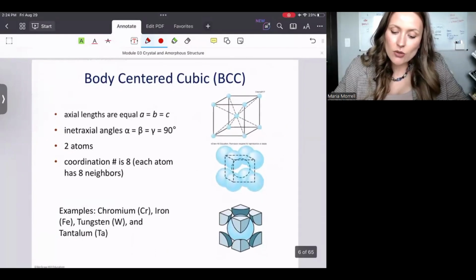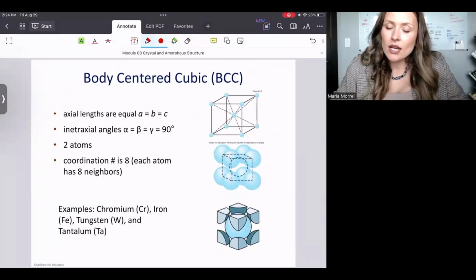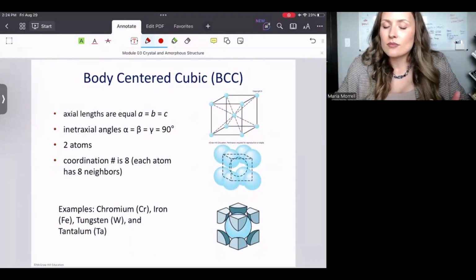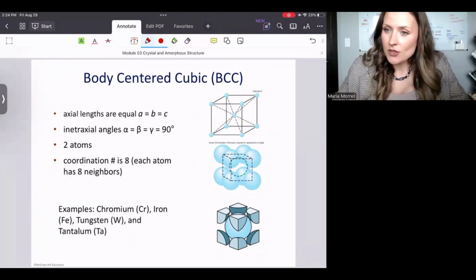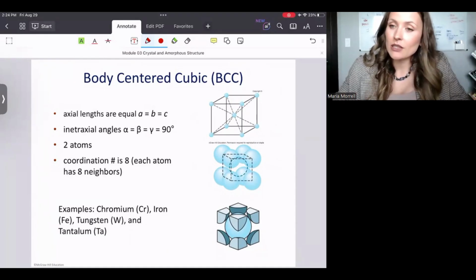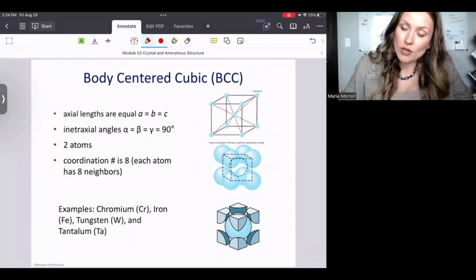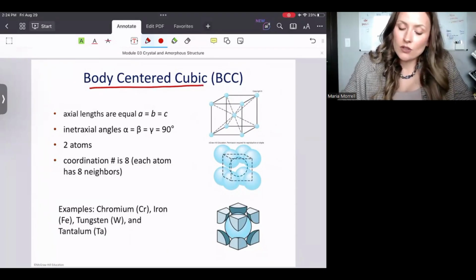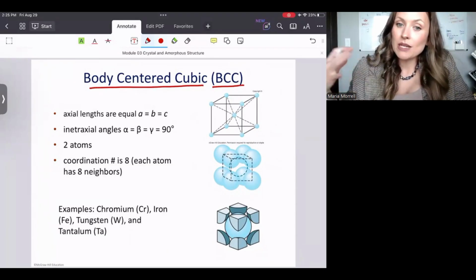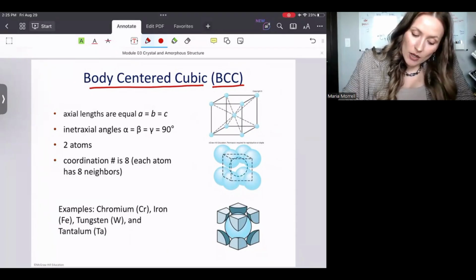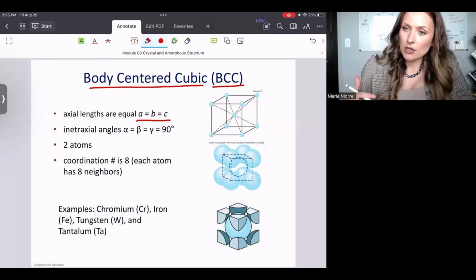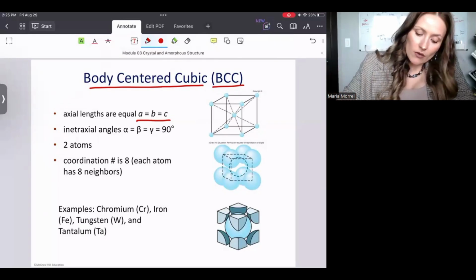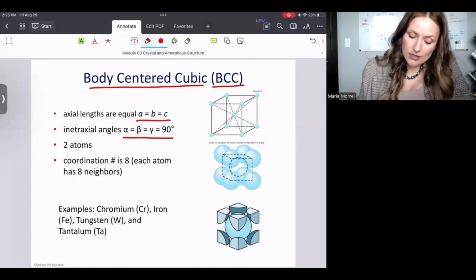Now let's look at each, and I do have better visualizations for you to facilitate the process of familiarizing yourself with these cubic cells, right? Now, the body-centered cubic cell, which we often shorten to BCC. A few things to keep in mind: the axial lengths are equal. a equals b equals c, a perfect cube, right? All of the angles, alpha, beta, and gamma, are equal to 90 degrees.